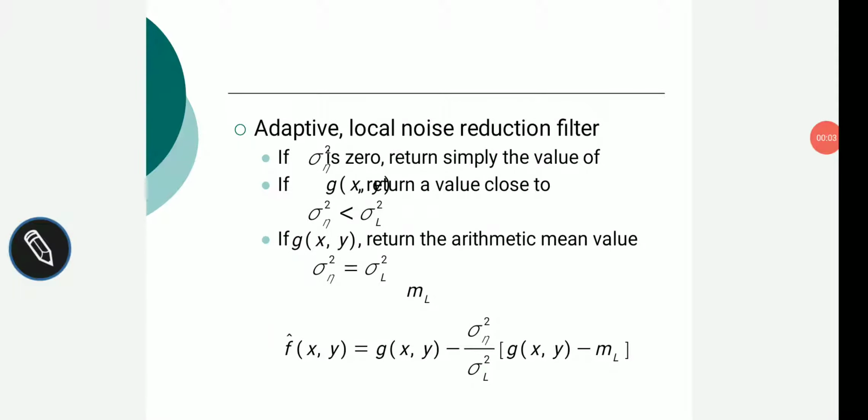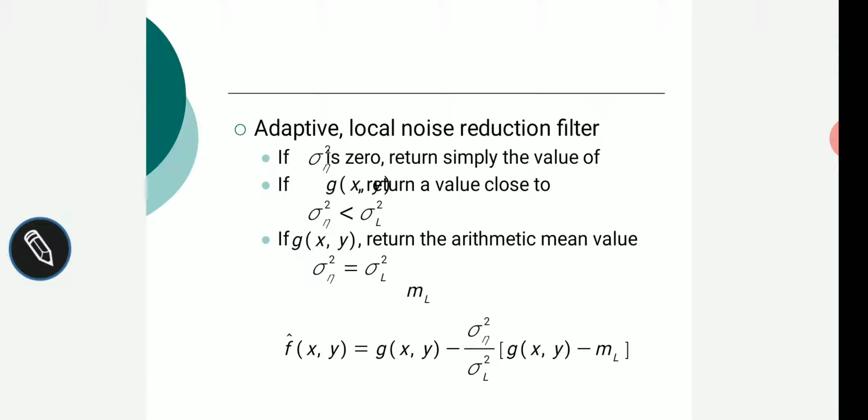Hello students, let us discuss today what adaptive filters are. Adaptive filters are those filters whose behavior changes based on the statistical characteristics of an image inside the filter region defined by the m by n rectangular window S of x comma y. Now, let us see on what parameters they depend and how they behave.